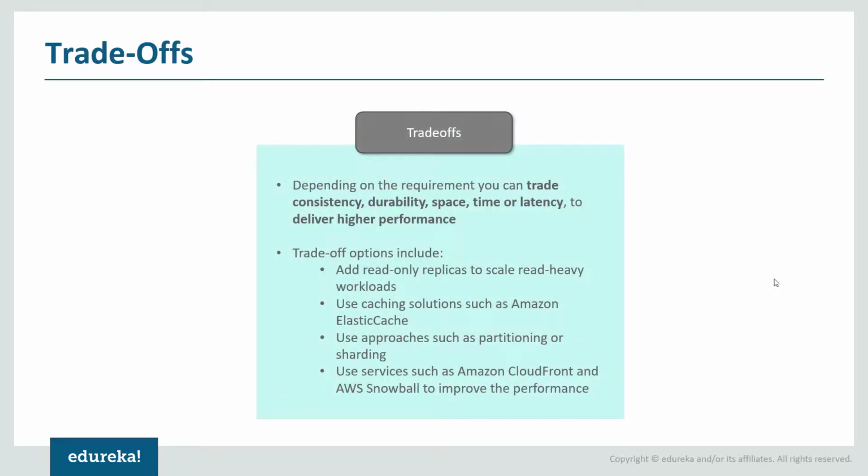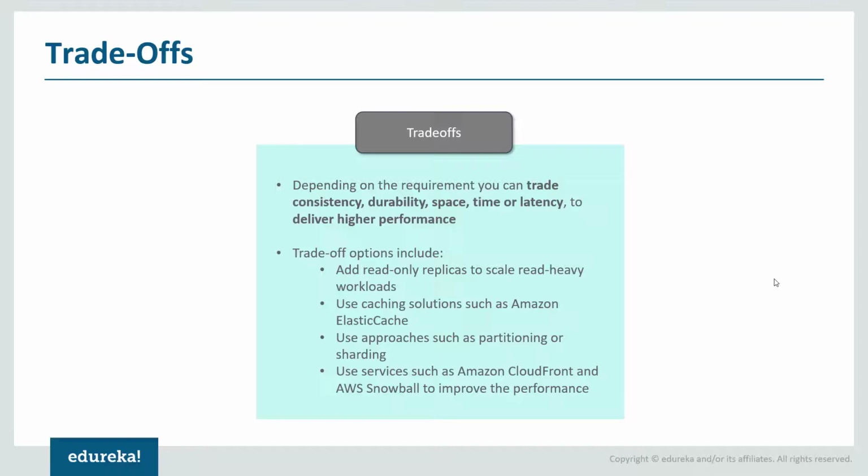There are other trade-offs that you can implement, like trading consistency, durability, space, time, or latency, or you can even calculate how I can deliver high performance. Some of the trade-offs, or some intelligent ideas that you can implement, are: how can I add read replicas so that I can scale heavy workloads? How can I use caching solutions such as Amazon ElastiCache? How can I partition or use sharding techniques? Or I can use CloudFront or Snowball to improve the performance.